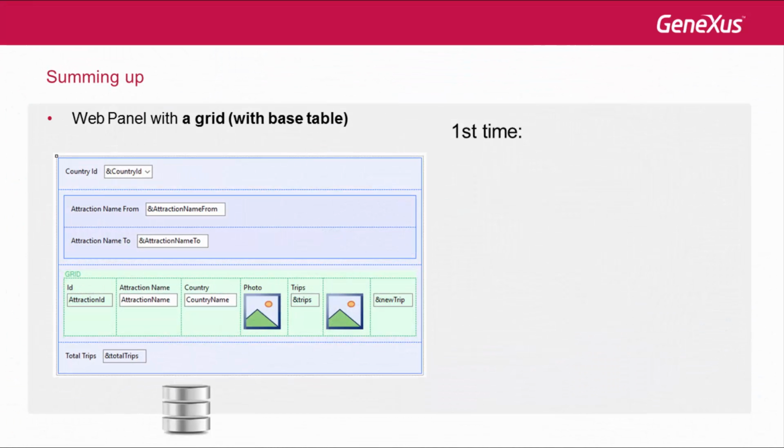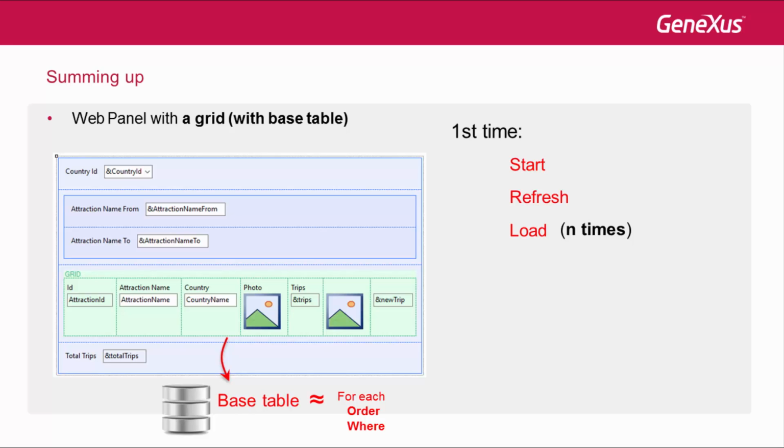In sum, when we had the web panel with the base table, upon opening the web panel, the start event was executed, followed immediately by the refresh, and then we accessed the base table automatically, filtering pursuant to the grid conditions and sorting according to the attributes indicated in the grid's order property. We consider this as a sort of implied for each that GeneXus places there internally without the need for the developer to do anything at all. And for each record to be loaded as a line in the grid, prior to doing that, the load event is executed. This is why the load event is triggered, in this case, as many times as there are lines to be loaded in the grid.